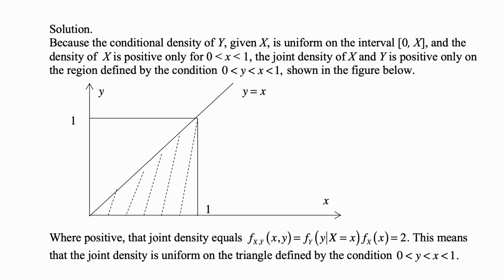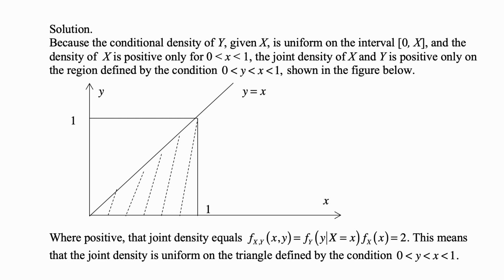And here's the solution. Because the conditional density of Y given X is uniform on the interval from 0 to x, and the density of X is positive only for x between 0 and 1, the joint density of X and Y is positive only on the region defined by the conditions 0 less than y less than x less than 1. So x is between 0 and 1, and y is less than x. Y is equal to x on the diagonal line going through the origin with slope of positive 1 that you see indicated in the graph below the text, in the middle of the screen.